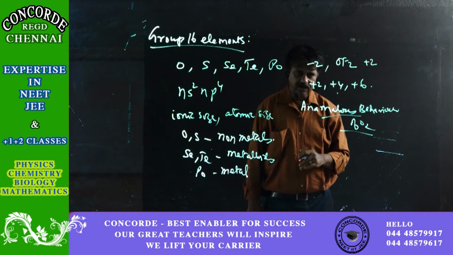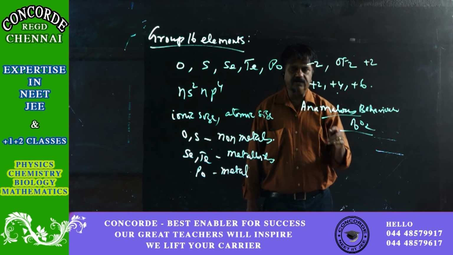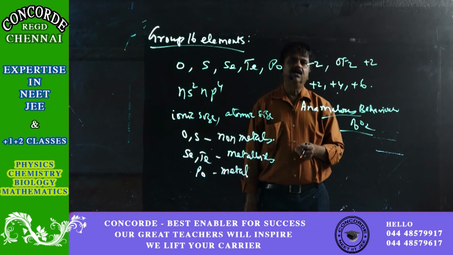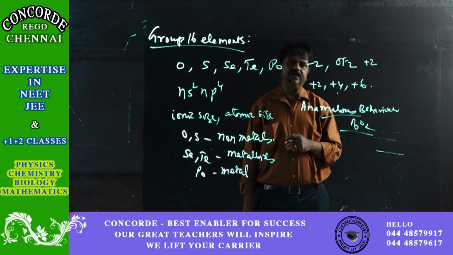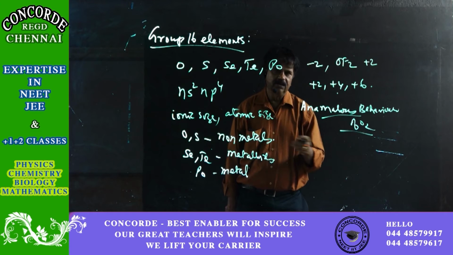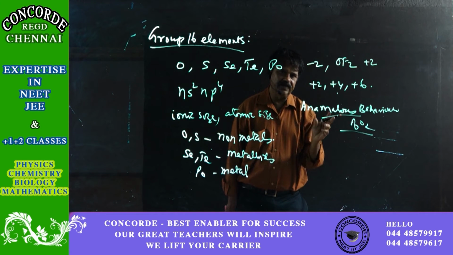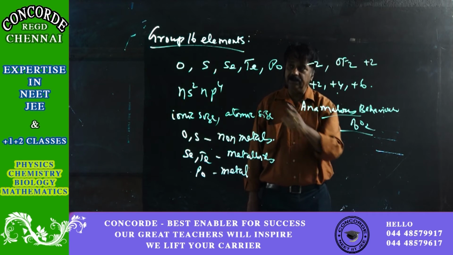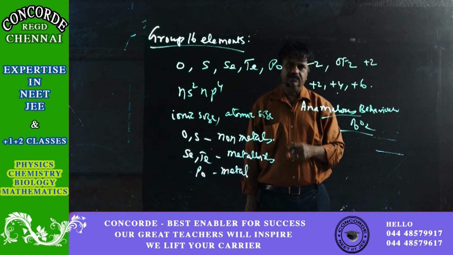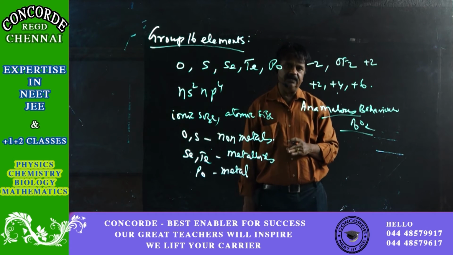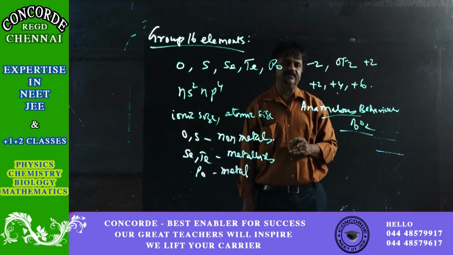So this is about the anomalous behavior of oxygen. Not only that, oxygen being a very small element, it is very difficult to remove an electron because the nucleus has a direct effect on the outermost shell. Because of this very small size and highly electronegative properties, oxygen is different from the other elements of the group, having a relatively high ionization enthalpy compared to the others, whereas the other ionization enthalpies decrease.